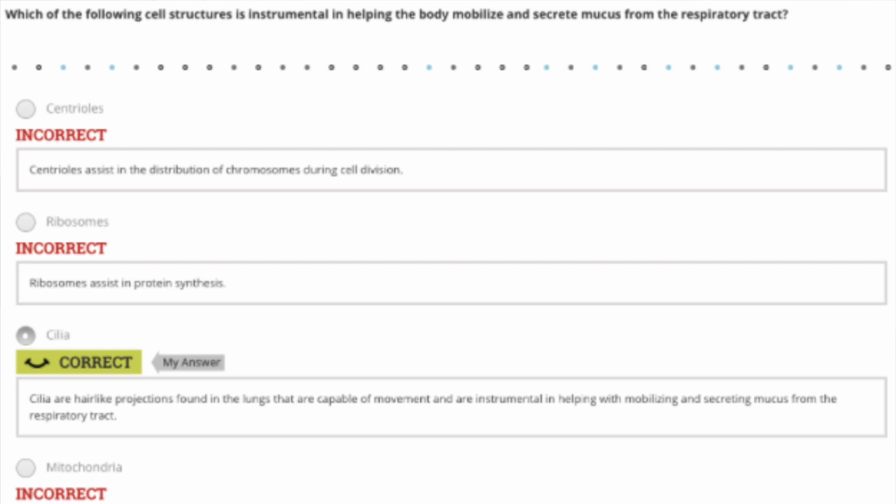Okay, next. Which of the following cell structures is instrumental in helping the body mobilize and secrete mucus from the respiratory tract? In the last video, I told you guys about those biology terms that you should remember. Here we go. A, centrioles, B, ribosomes, C, cilia, or D, mitochondria. The answer here is going to be C, cilia. Those are hair-like projections, and they are going to secrete mucus.